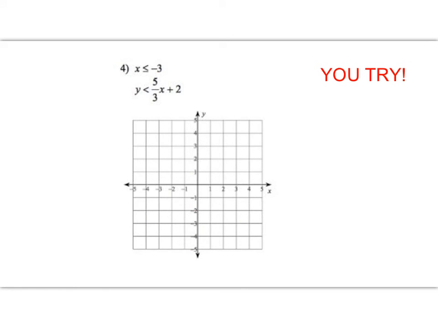For this one, we have another system of inequalities. The first being x is less than or equal to negative 3. The second one being y is less than 5 over 3x plus 2. Pause the video and solve this, then come back when you have solved it. My answer will be there and you can compare the two answers.